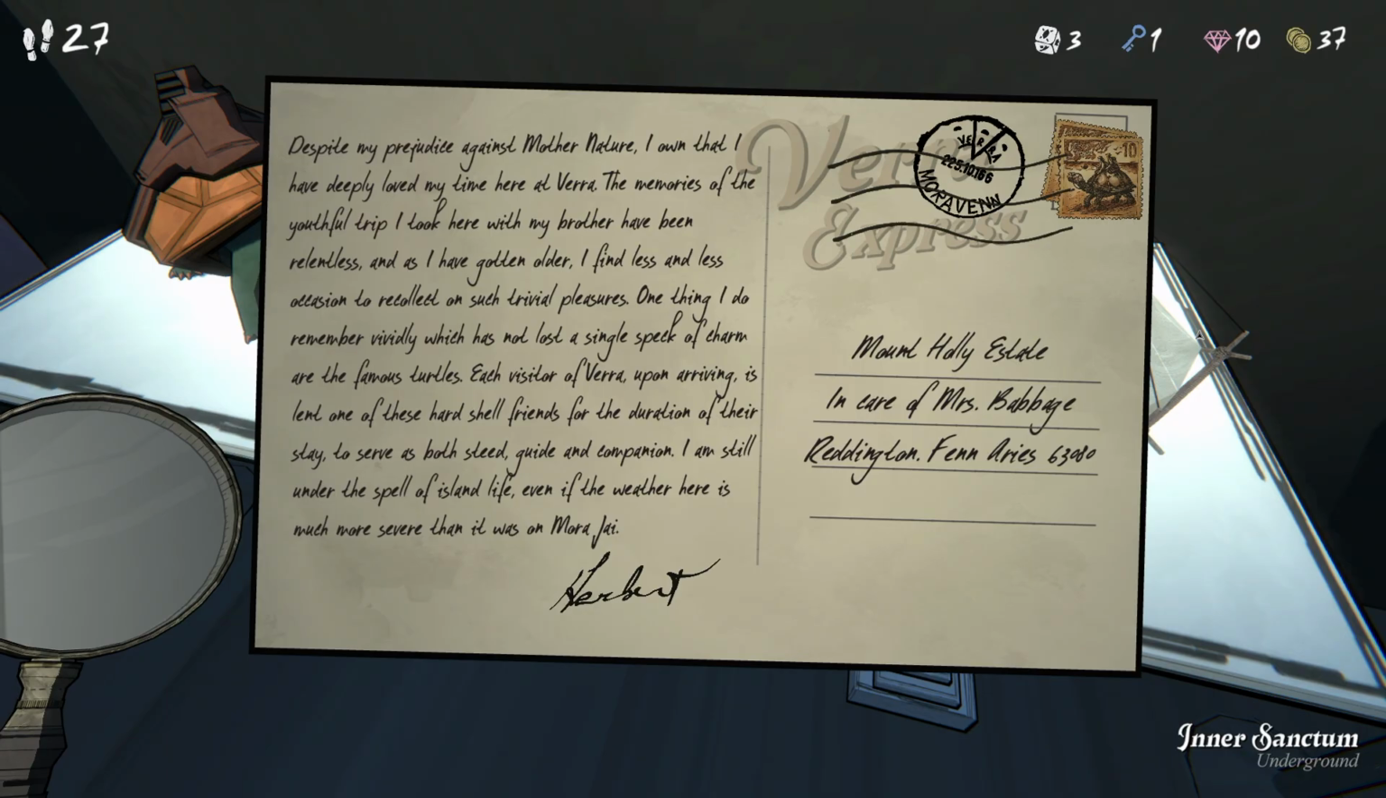Despite my prejudice against Mother Nature, I own that I have deeply loved my time here at Verra. The memories of the youthful trip I took here with my brother have been relentless, and as I have gotten older, I find less and less occasion to recollect on such trivial pleasures. One thing I do remember vividly, which has not lost a single speck of charm, are the famous turtles. Each visitor of Verra, upon arriving, is lent one of these hard-shell friends for the duration of their stay, to serve as both steed, guide, and companion. Still under the spell of island life, even if weather here is much more severe than it was on Morajai.